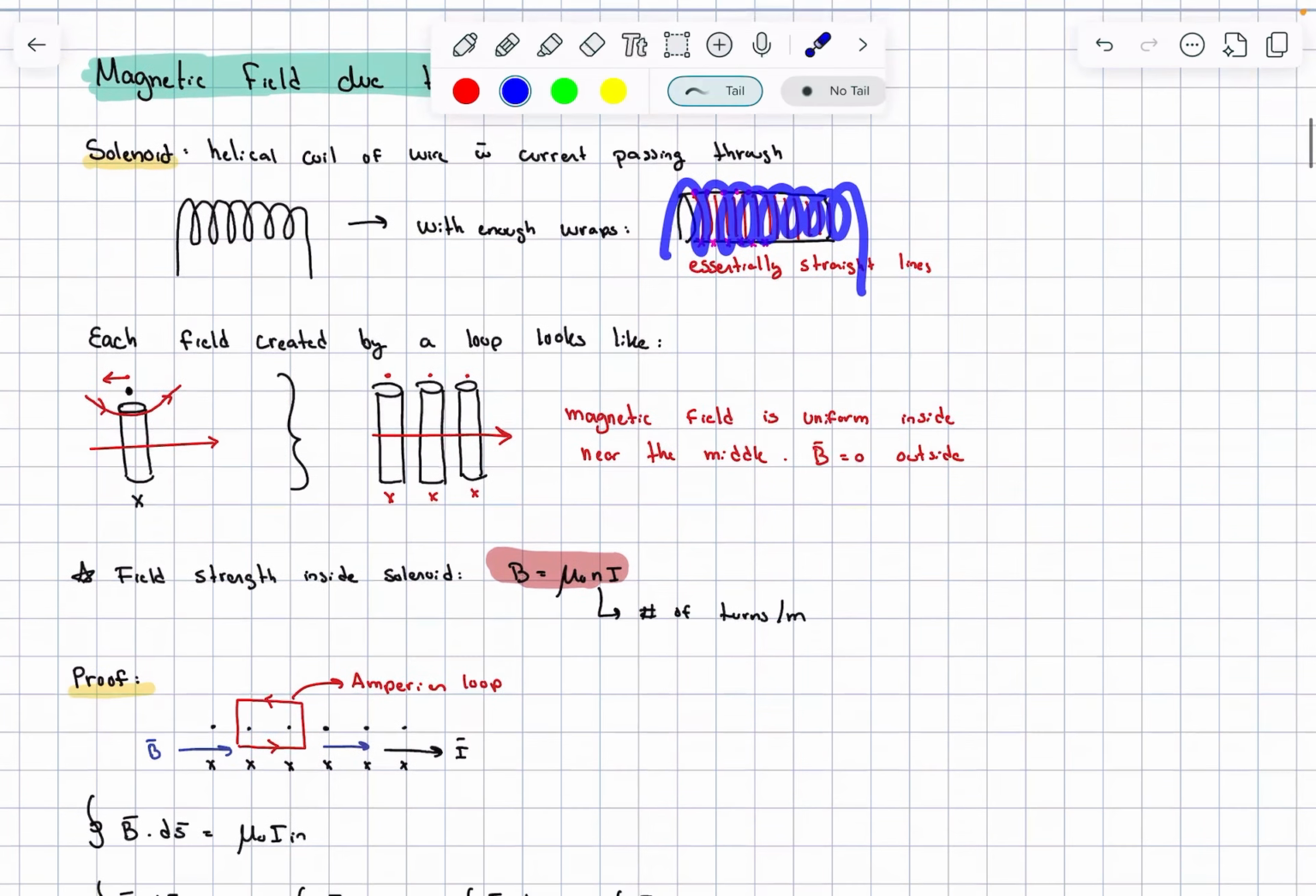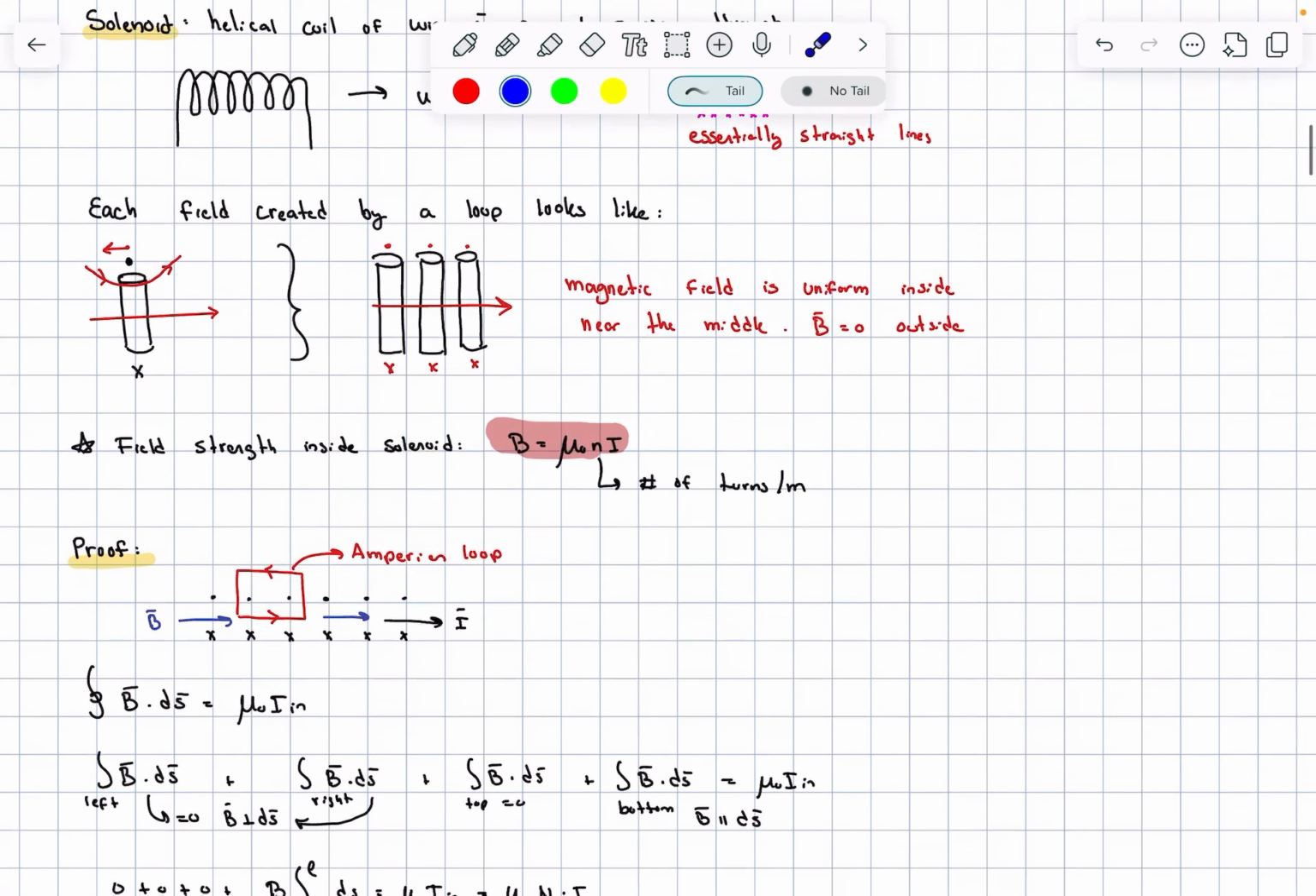What we see is that each field created by a loop looks like this. At the edges, it's kind of curved like this. But in the center of the solenoid, we're going to have this straight line. So we're going to have an essentially uniform magnetic field inside, and about no magnetic field outside of the solenoid. What we see is that B, the magnetic field inside the solenoid, is mu naught times n, which is the number of turns per meter, times I. We're now going to prove that by using an Amperian loop.